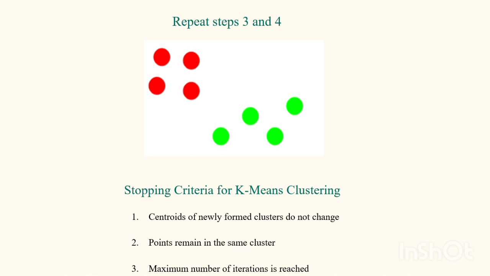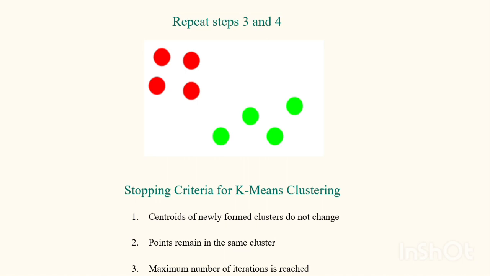Then we look at the stopping criteria for K-means clustering. There are essentially 3 stopping criteria that have been adopted to stop K-means clustering. The first is that the centroids of the newly formed clusters do not change. The second is that points remain in the same cluster. If the points remain in the same cluster, then we stop the clustering. Next, the maximum number of iterations is reached.